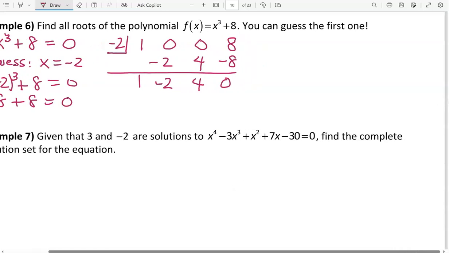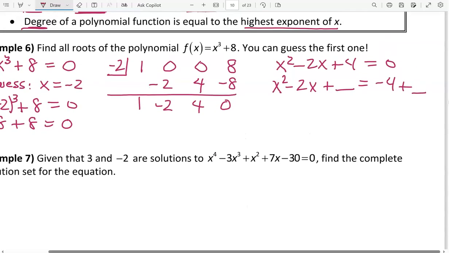That means that the other factor, which I'm going to set equal to 0, is x squared minus 2x plus 4. Now, this is a great one for the complete the square method, so I'm going to add a blank and add negative 4 to the other side of the equation.